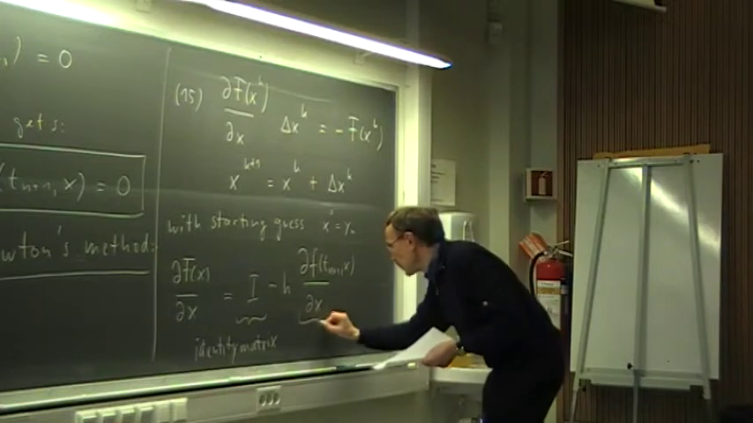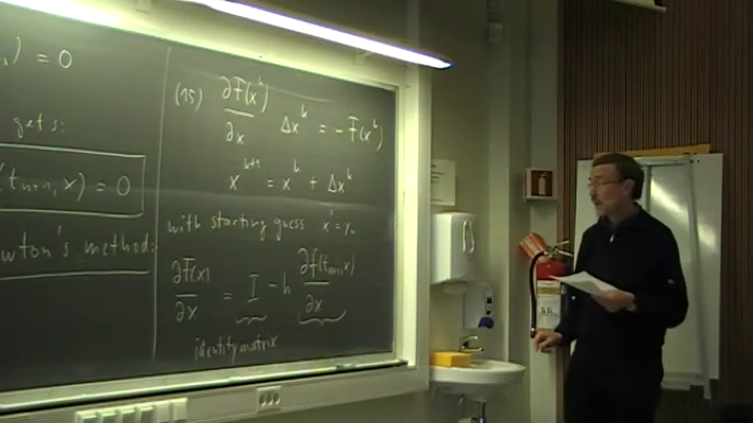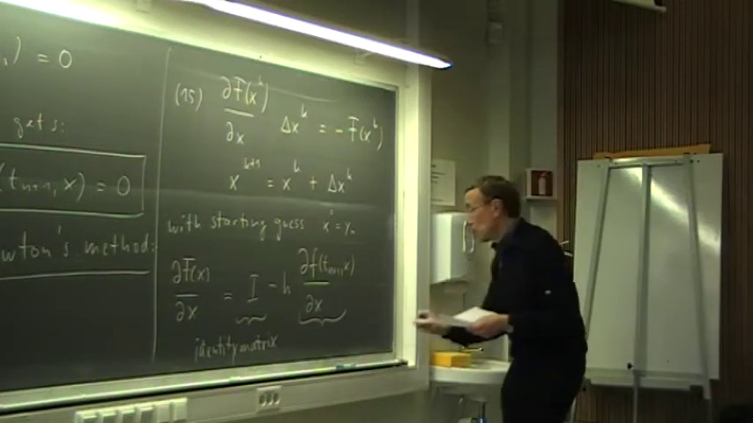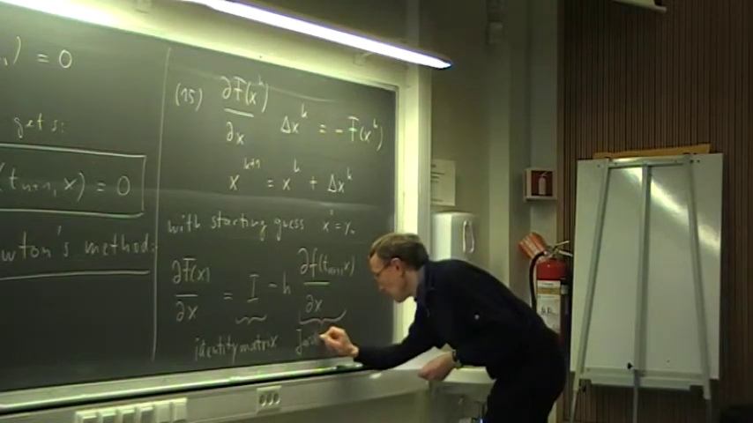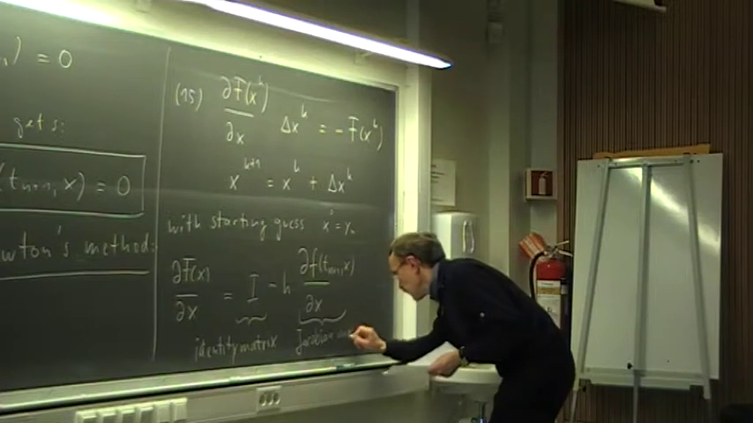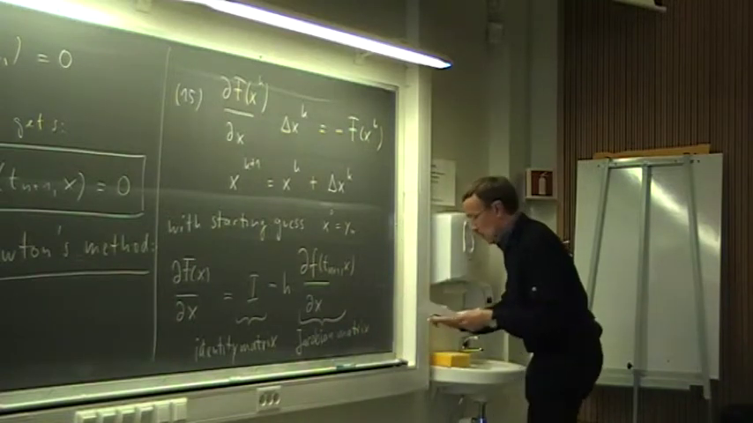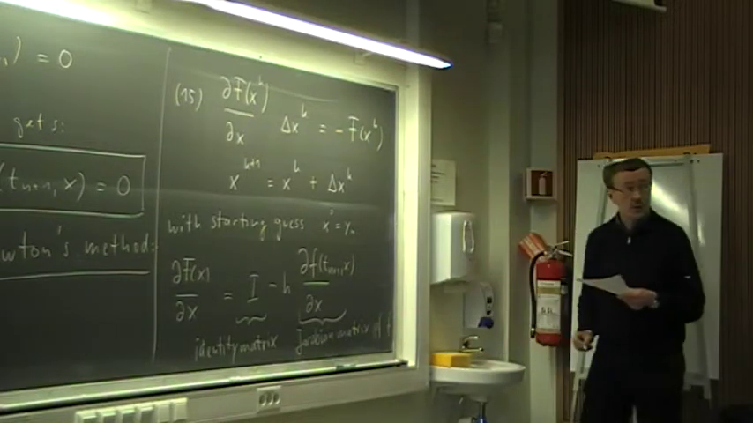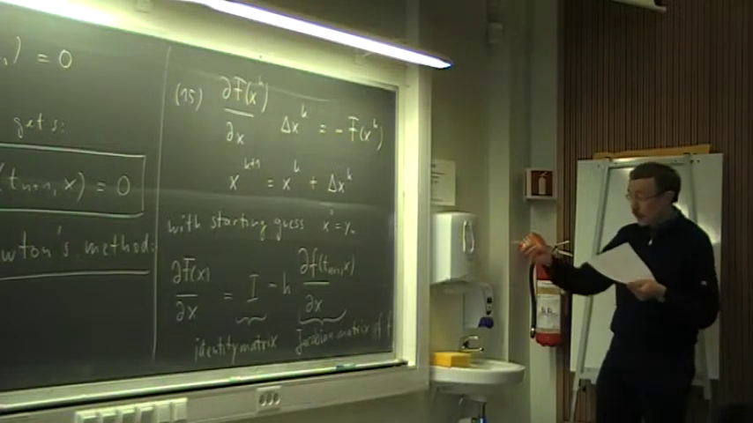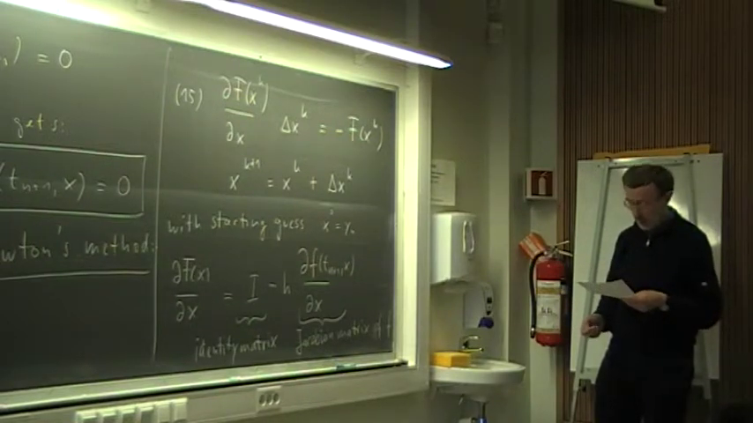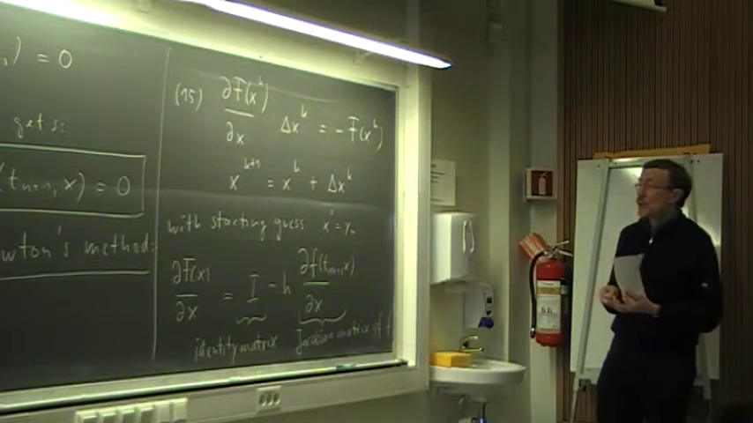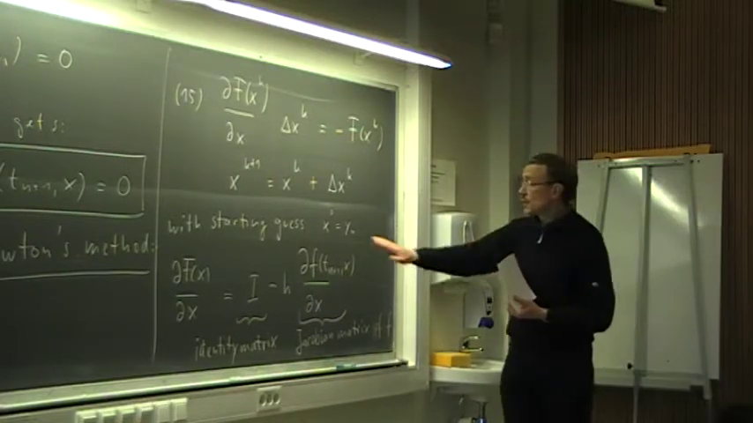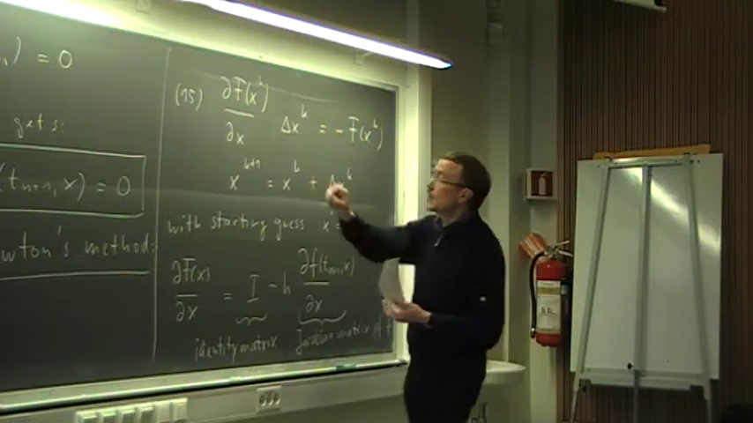And here, this part is what we have already discussed when we discussed the stability of ODEs and later also of ODE methods. That's the Jacobian matrix of the right hand side of our ODE with respect to, here we call it x, usually we call it y. So then we have here a recipe by Newton's method. Starting guess, we have here how we do the iterations.